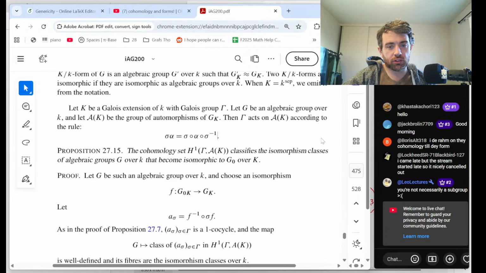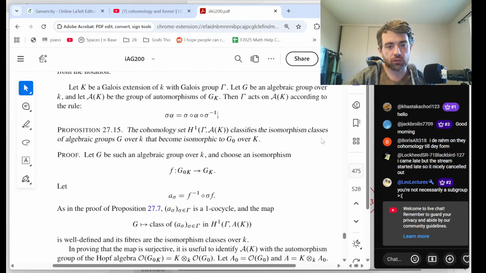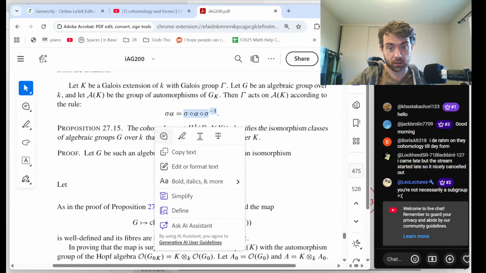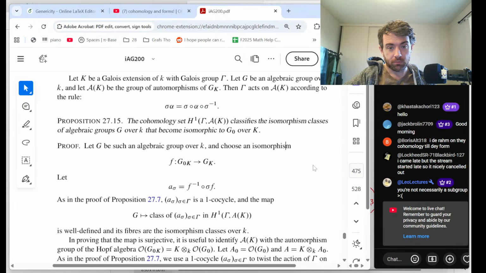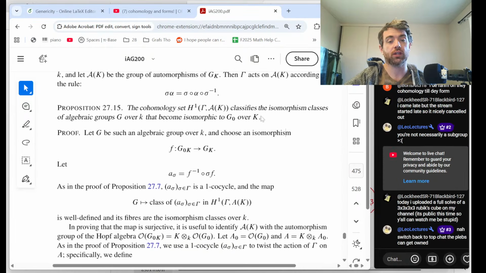Okay, Galois extension, algebraic group over K, automorphism groups of G_K. Then the Galois group acts on the automorphism group by taking the inverse, acting by the automorphism. The cohomology set classifies isomorphism classes of algebraic groups over K that become isomorphic over big K.